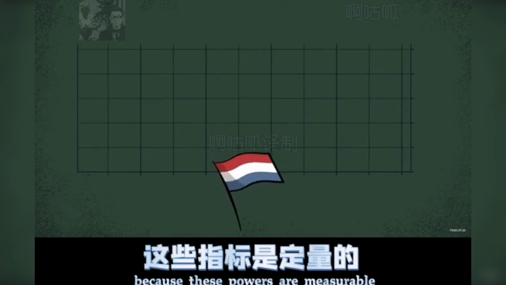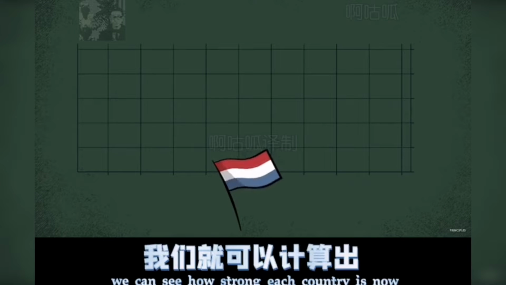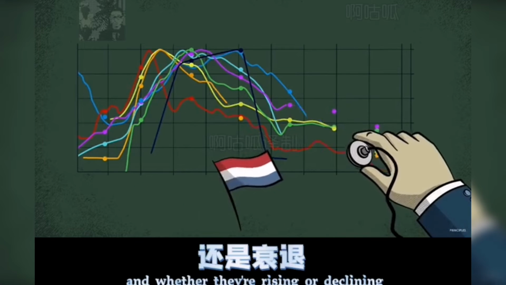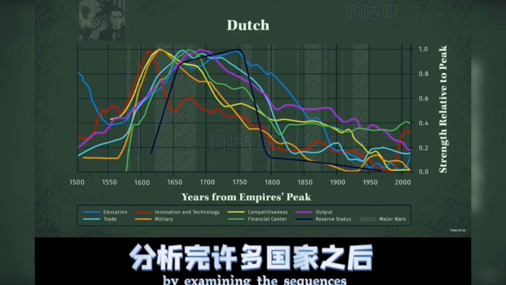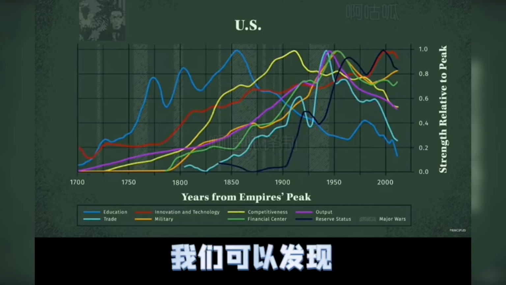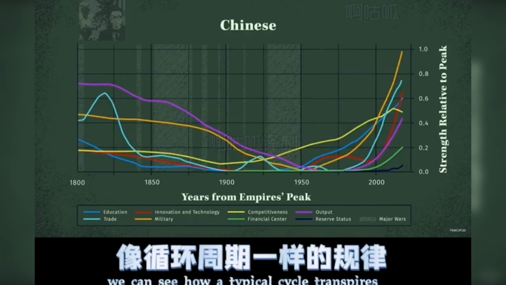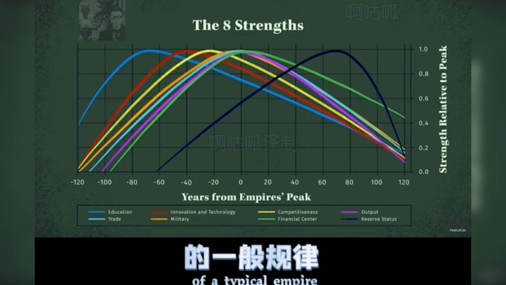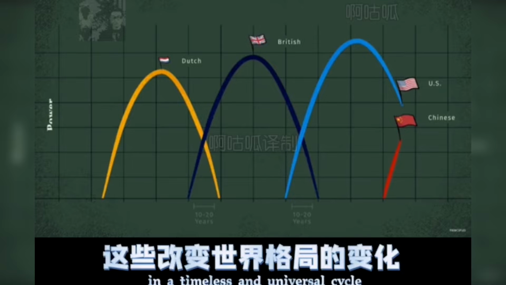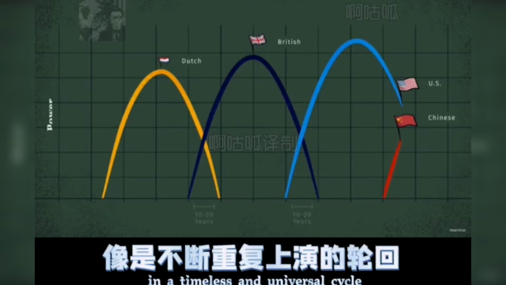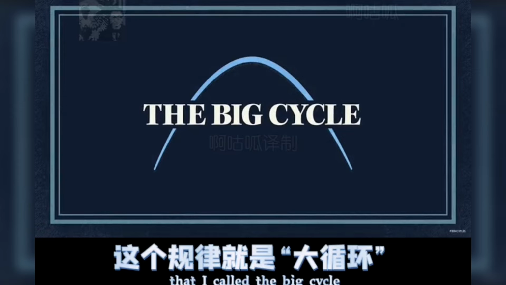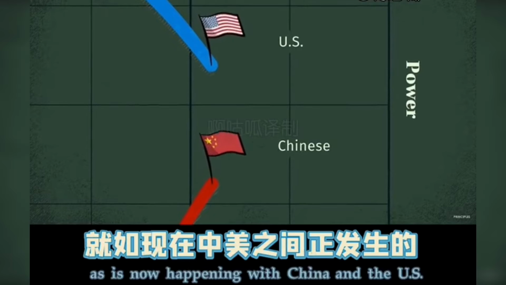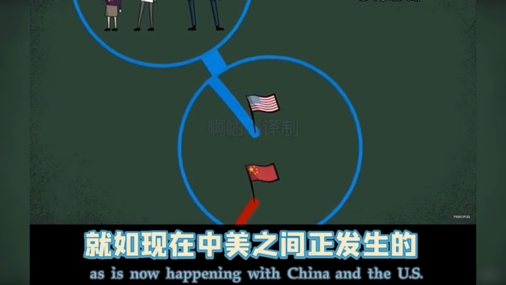Because these powers are measurable, we can see how strong each country is now, was in the past, and whether they're rising or declining. By examining the sequences from many countries, we can see how a typical cycle transpires that drives the rise and decline of a typical empire. These changes take place in a timeless and universal cycle that I call the Big Cycle, between a rising great power and the leading great power, as is now happening with China and the United States.